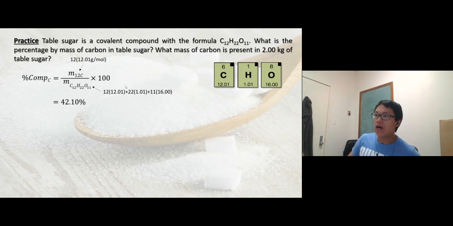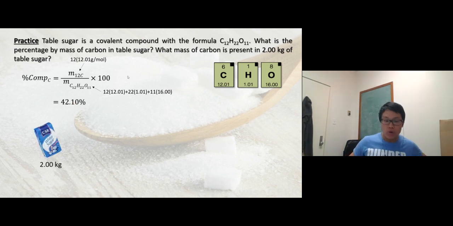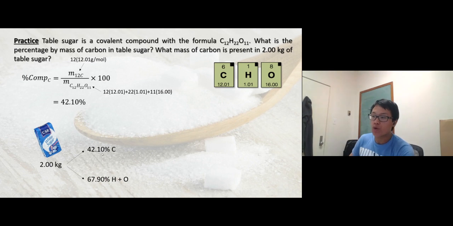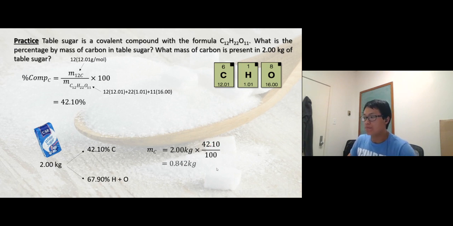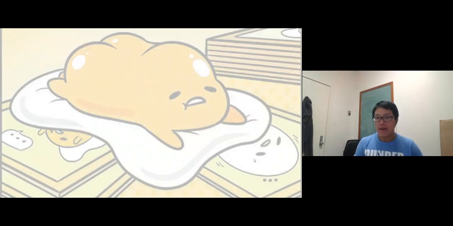All right. So the question asks, if you have 2 kilograms of white sugar, what's the mass of carbon? Well, 42.1% is the mass of carbon. The rest is the mass of hydrogen and oxygen combined. So 2 kilograms times 42.1 over 100. That's the percent. You should get 0.842 kilograms. Okay. And we have this guy.